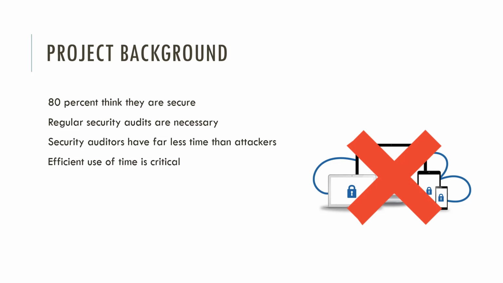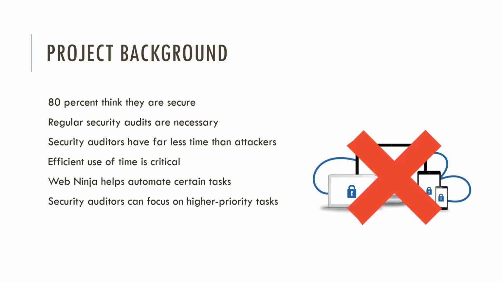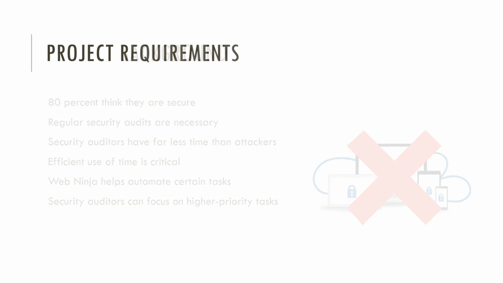Therefore, security professionals need to make efficient use of their time. They do not need to be spending time doing manual processes that can be automated. And that's what this software is intended to do. The Web Ninja software helps security professionals by automating certain tasks that would otherwise have to be done manually. This frees up the security auditors or professionals to focus on more high priority tasks that do require the trained eye of a human and can't be automated by a computer program.